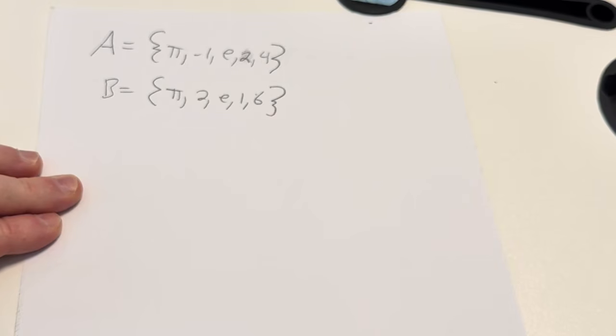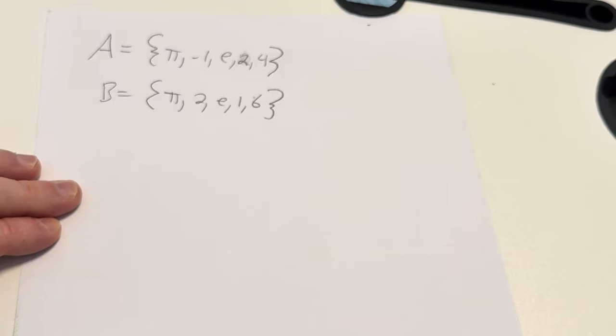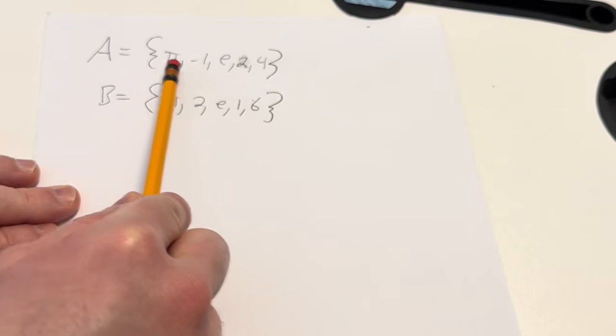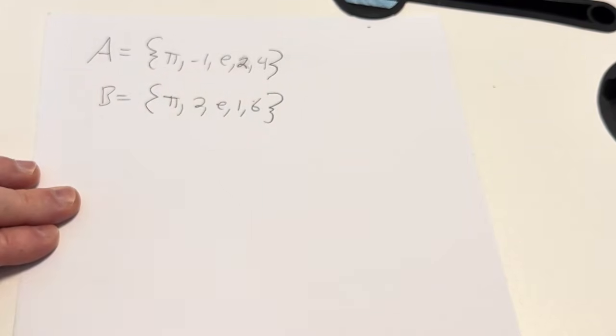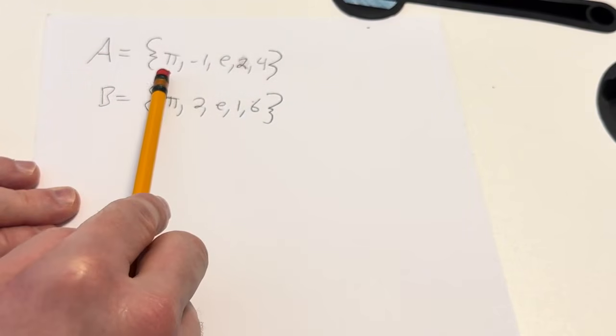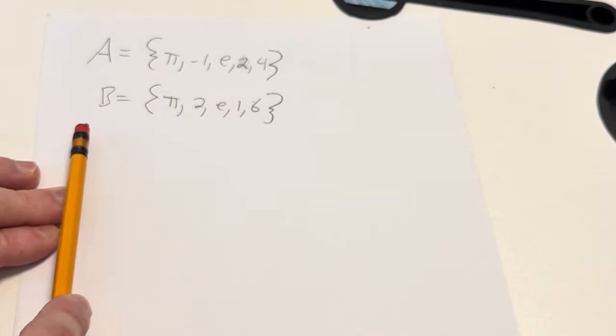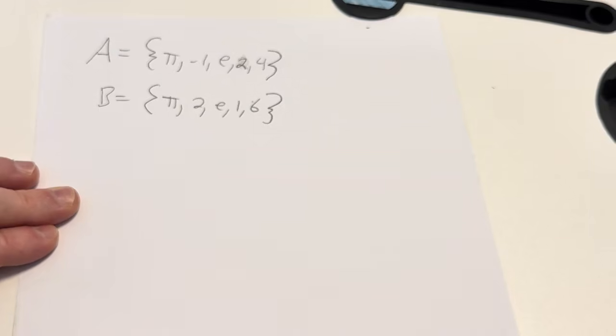Hi everyone, in this video we're going to find the intersection and the union of two sets. So it's a simple example, but it should show you how to find the intersection and union of any two sets where the elements of the sets are listed like this. So A is the set containing pi, negative 1, e, 2, and 4, and B is the set containing pi, 2, e, 1, and 6.